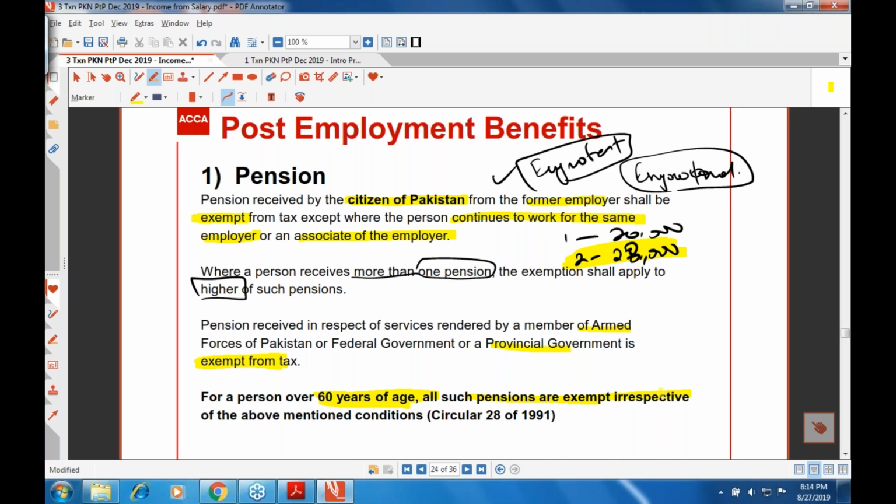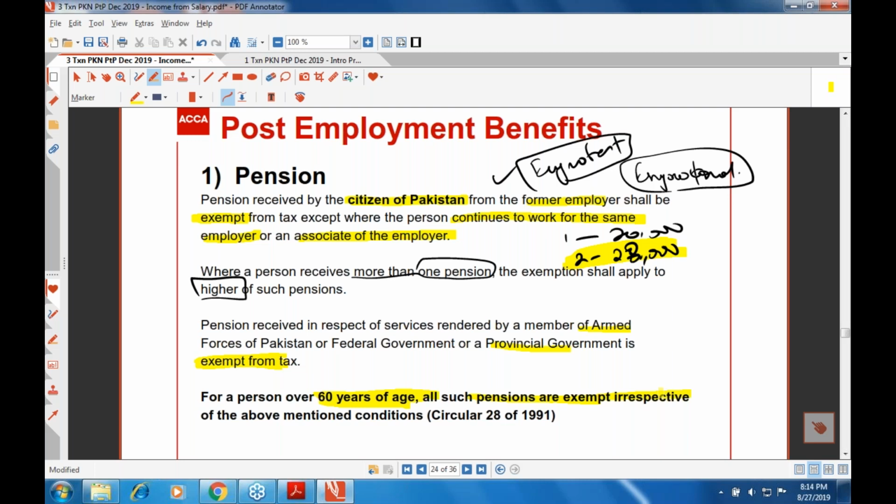That means if you retire at the age of 60 plus, then if you are of the age of more than 60 years, even if you receive three pensions, all of them are going to be considered as exempt.